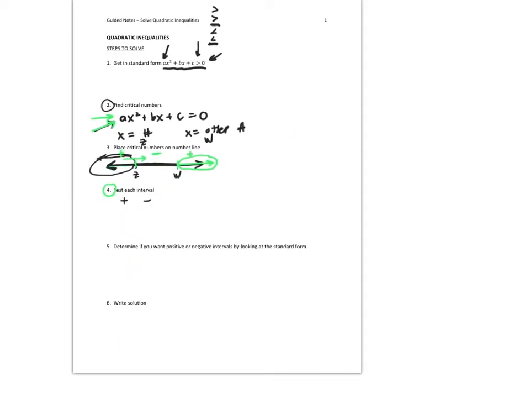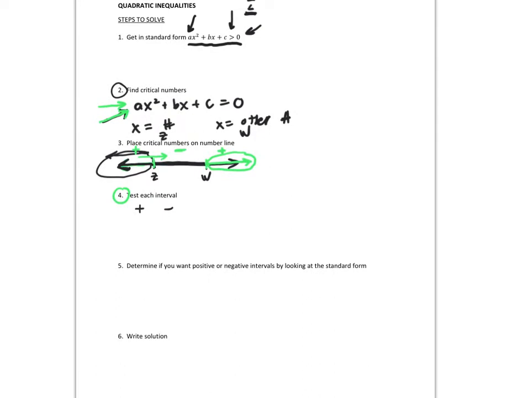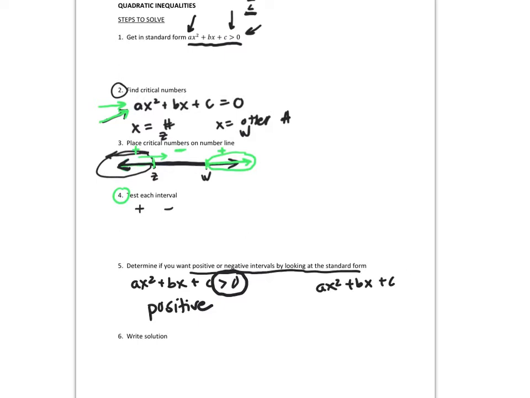Step 5, determine if you want positive or negative intervals. So what you do, in our case, we've got ax squared plus bx plus c is greater than 0. Determine if you want positive or negative intervals by looking at standard form. I'm looking for numbers that are greater than 0, so I'm looking for positive areas. If you had ax squared plus bx plus c less than or equal to 0, what kind of numbers am I looking for? I'm looking for x's that make this negative.